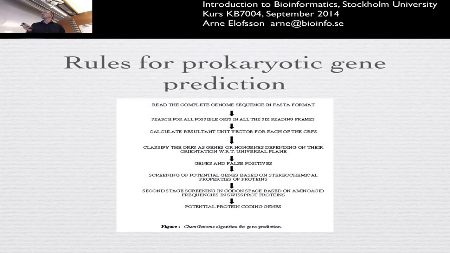You read the complete genome sequence in some format. You search for all open reading frames. So basically, you have six different directions, you have six different starting points. You can start at position 1, 2, 3, but you can read in that direction or that direction, because genes can exist on both sides of the DNA. And they do exist on both sides of the DNA. So you have six times the length of the genome possibilities to search for.